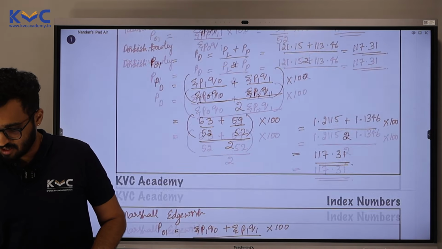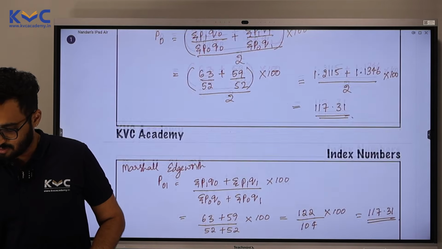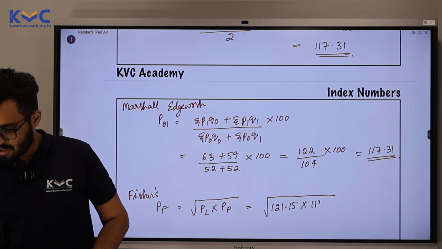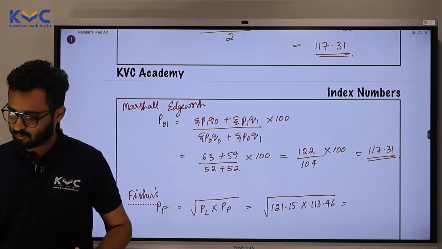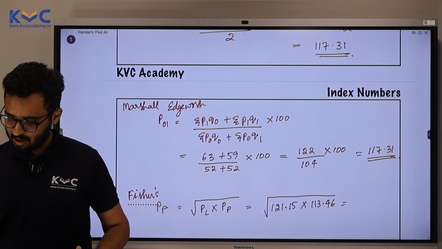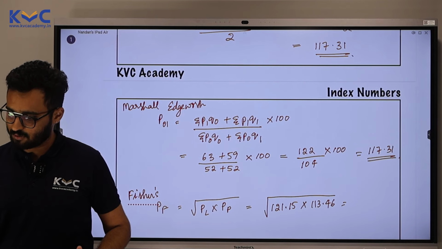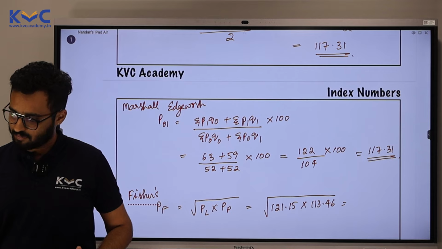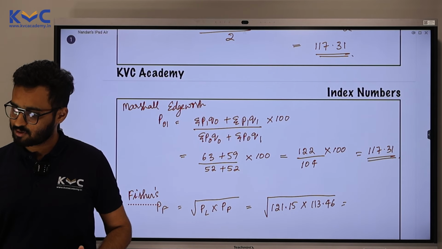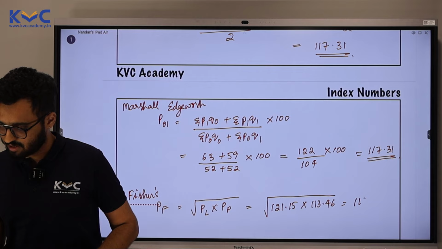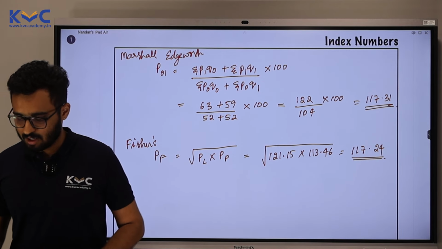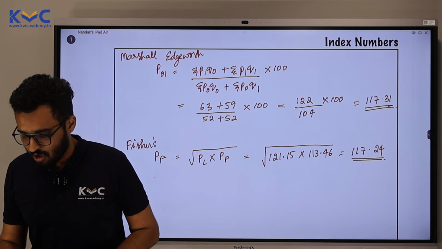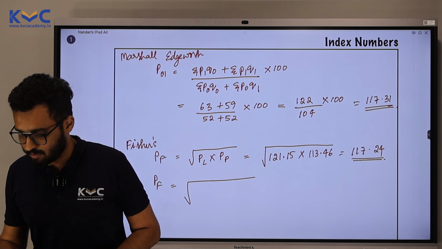121.15 into Paasche is 113.46, right? What is the square root of this? Straight away calculator. 121.15 into 113.46. Whatever you get, square root of that, 117.24. Now what if you don't have Laspeyre and Paasche available? No problem. We'll just be multiplying them.